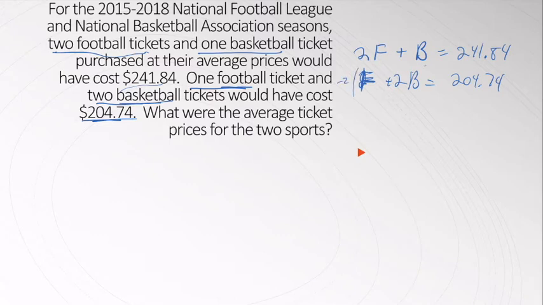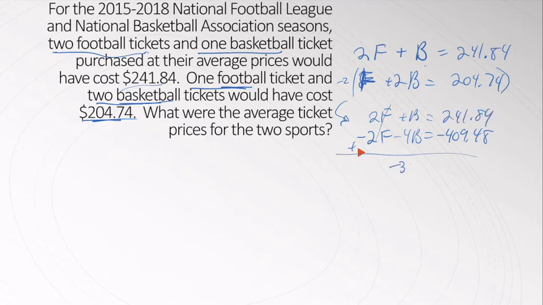So I can multiply this equation right here by -2, and I would get -2f minus 4b equals -409.48. I want to add that to my original equation. The f terms cancel out, and I get that -3b equals -167.64. I divide both sides by -3. I get that b equals 55.88. So $55.88 was the average price of a basketball ticket.